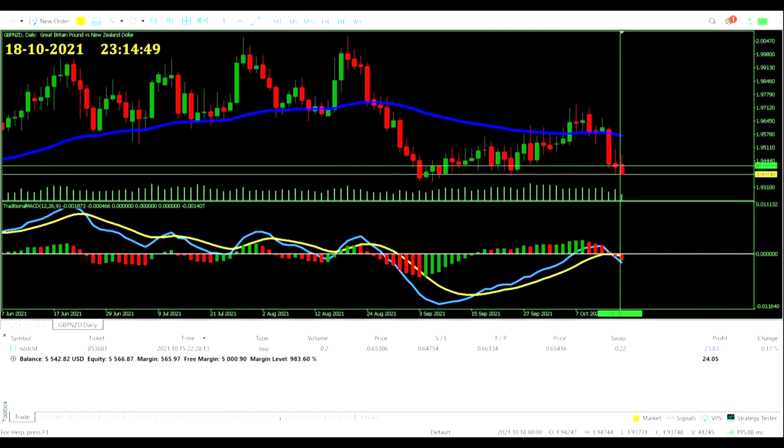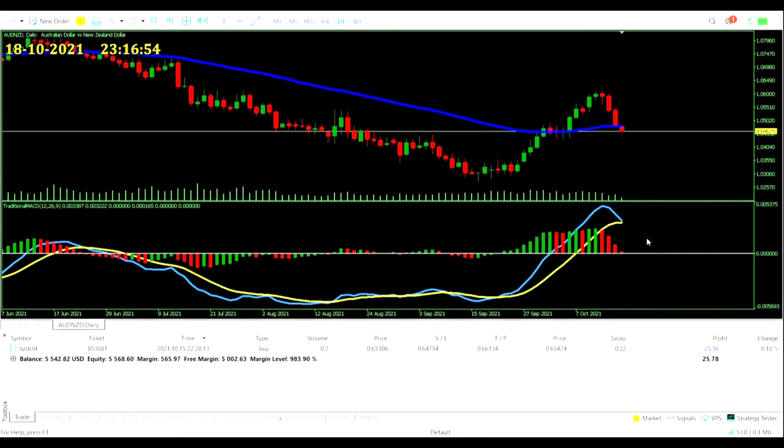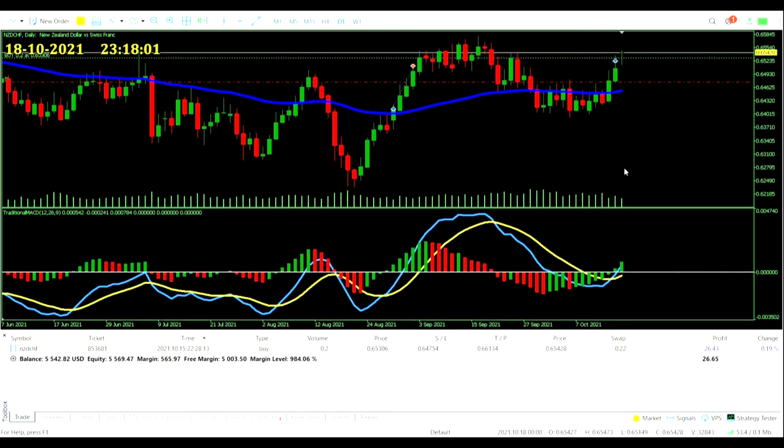Pound New Zealand dollar, if you'd got in a sell trade here against the pound, you'd be looking all right about now. Australian dollar, New Zealand dollar almost coming up on a signal as well. If another day of red comes, we're likely to see that MACD crossover. Already got the price below the moving average. Sadly, no more trade entries for us tonight. We'll just keep our New Zealand dollar Swiss franc trade open and see if we can find some tomorrow.